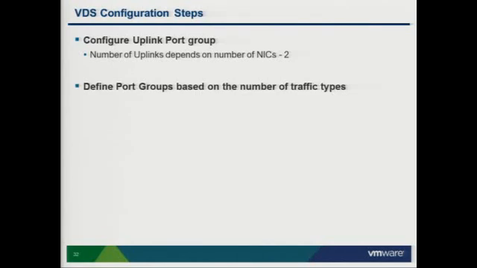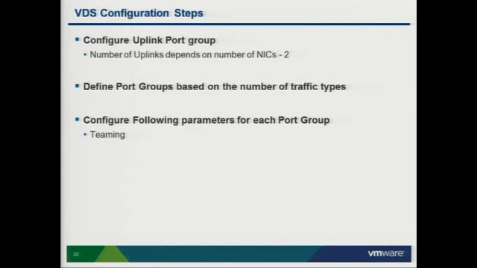Then define port groups based on the number of traffic types you have. If you have 6 infrastructure traffic types and 2 virtual machine traffic types, in total you have 8 port groups to define. And then, with this number of port groups providing logical isolation, you can define the teaming policy. The preferred teaming policy here is definitely LBT. Use LBT, and configure the VLANs which you have in your environment by talking to the network administrator. And then assign network I/O control shares to different traffic types. So, 4 simple steps to configure a distributed switch.